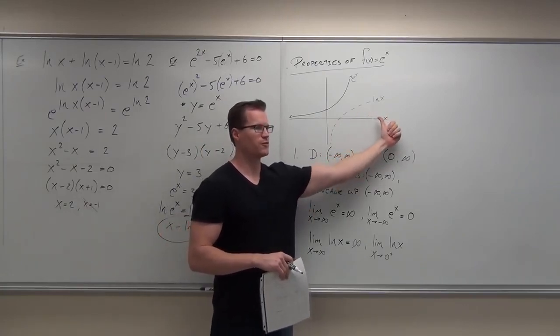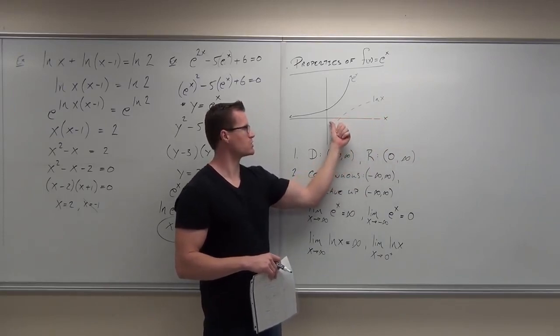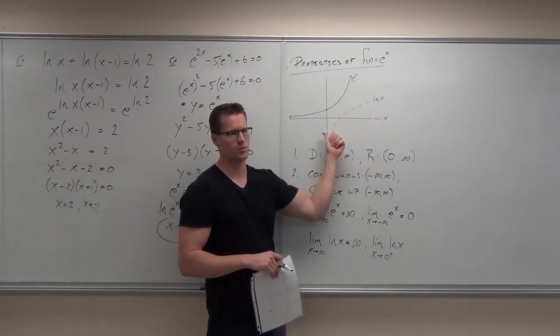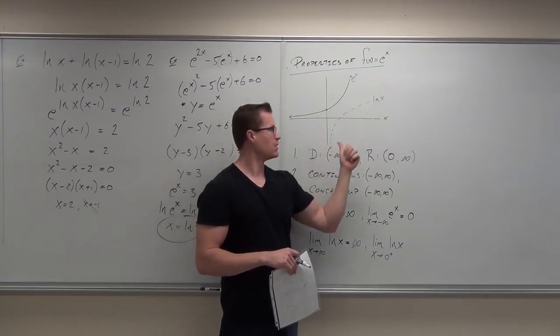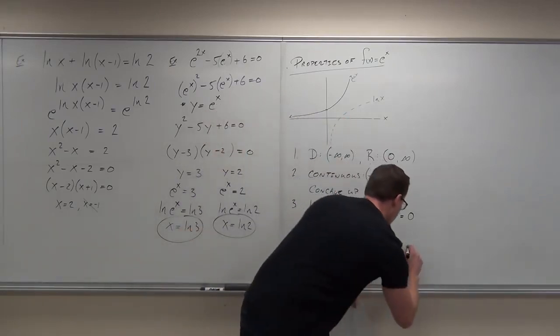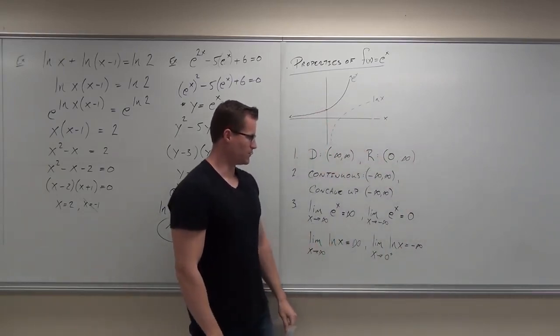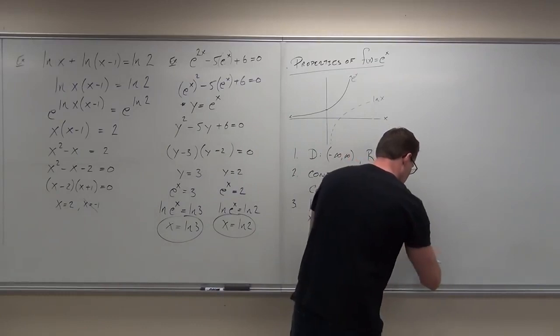So what's happening to my function ln x as I'm going this way, getting closer and closer and closer to 0? What's the value of my function approaching? It's not 0. It's going down, down, down, down, down. Negative infinity. That's a horrible negative infinity. Gosh darn it.